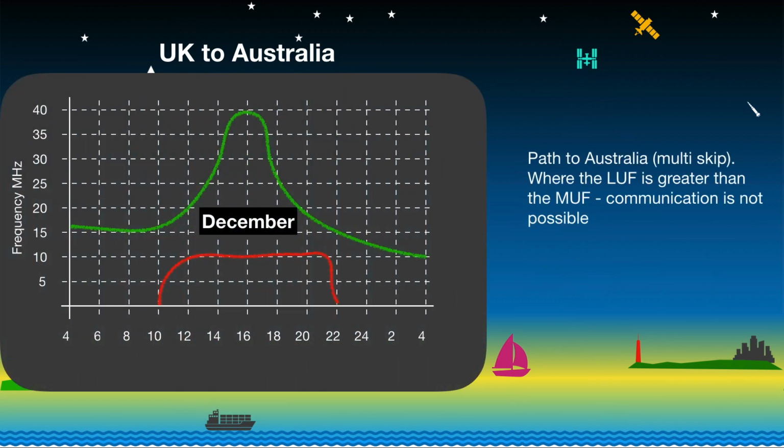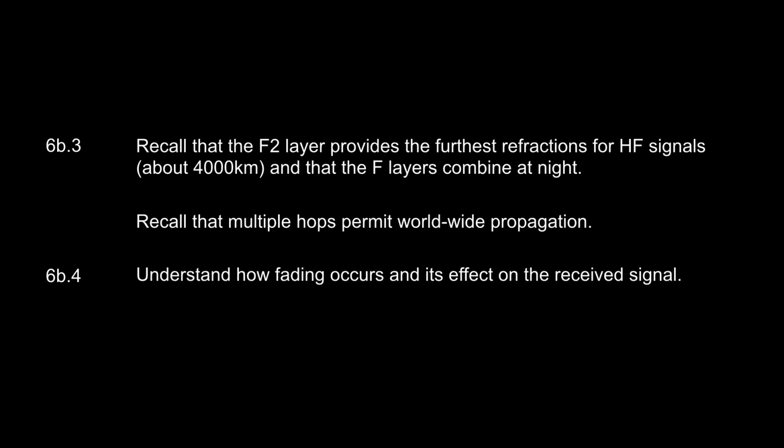Now, it's worth also remembering, and here it is, UK to Australia in December. So we need to recall also that the F2 layer provides the furthest refractions for HF signals, about 4,000 kilometers, and that the F layers combine at night. So some questions will say there's a path over, say, 20,000 kilometers. How many hops or how many skips have taken place? So you simply take 20,000, divide it by the 4,000. So there'd be five hops.